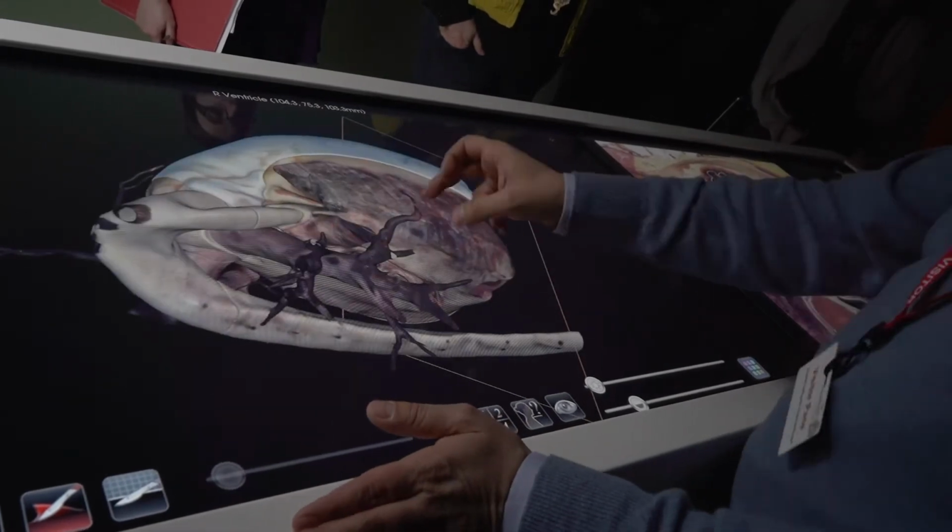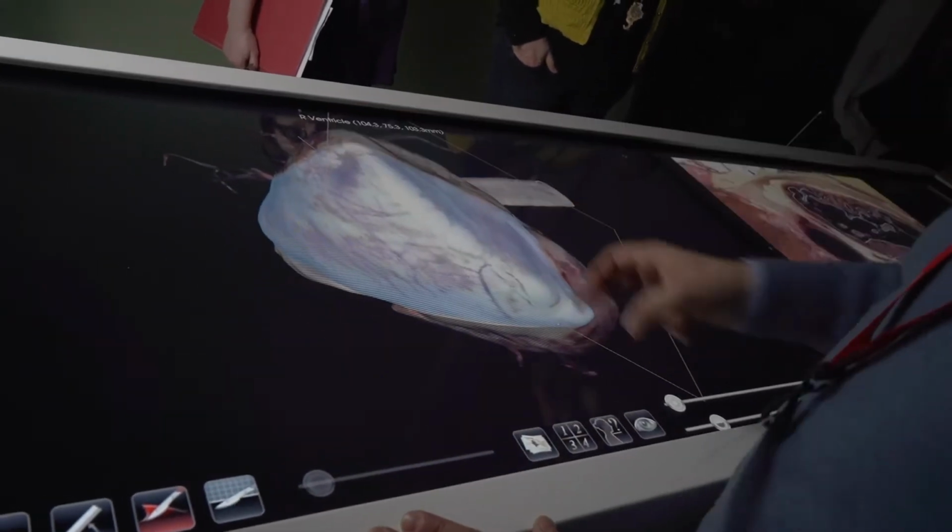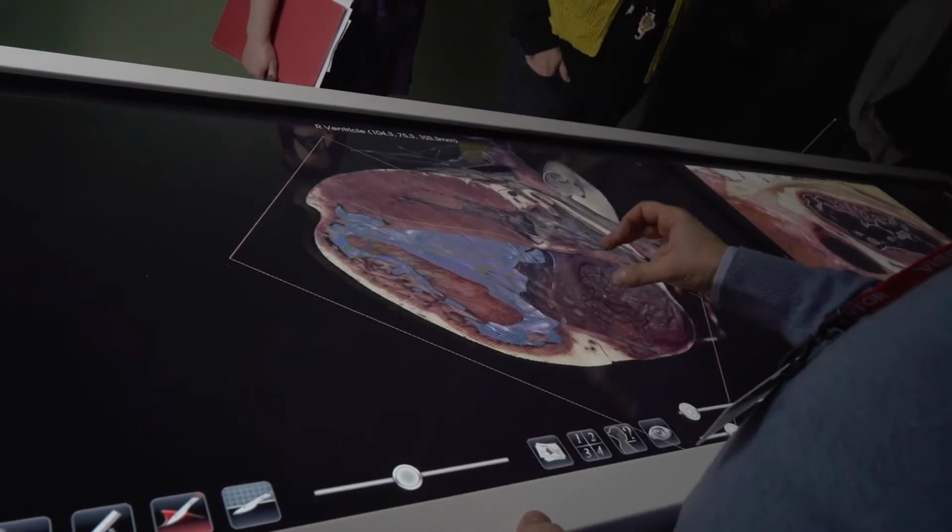While the table's here, we'll be making the most of its capabilities to add an additional dimension to our teaching of anatomy and physiology to our degree students, and we'll also be welcoming some of our industry partners in to experience this exciting technology.